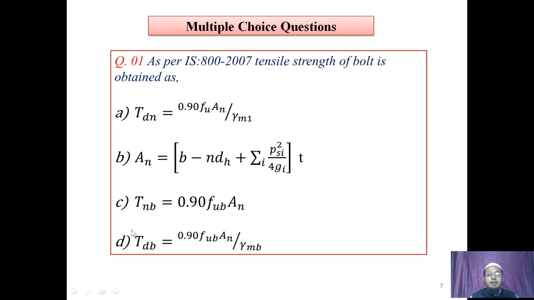Yes, you are right. Option D is the correct one. That is, design tensile strength of bolt will be equal to nominal tensile strength of bolt divided by gamma mb, and nominal tensile strength is nothing but 0.90 Fub into An.